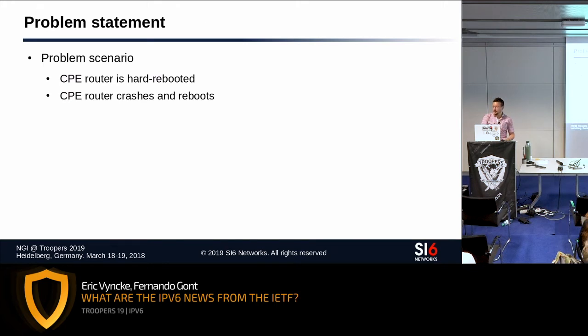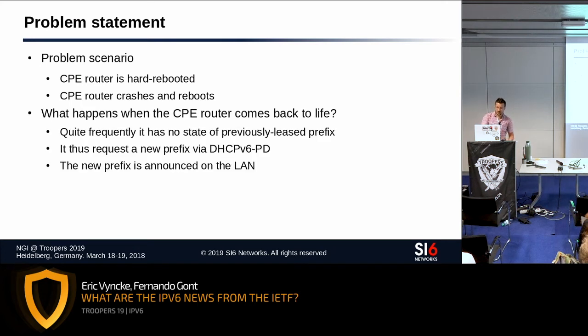Now, what happens, for example, in the problem scenario that I mentioned? The CPE router just crashes and reboots. Normally, these devices don't record the prefix that they had been leased before on any kind of stable storage. So when they reboot, they don't remember what is the prefix that they had been leased before, so they request a new prefix from the ISP, okay? And they obviously advertise on the local network the new prefix that they got. Now the question is, what happens with the previous prefix?